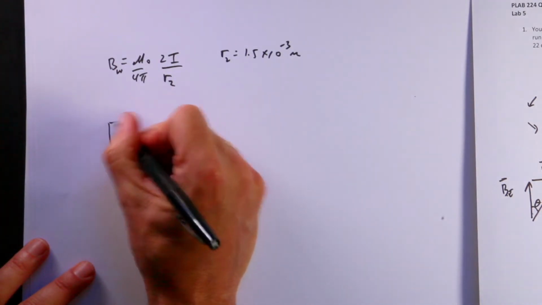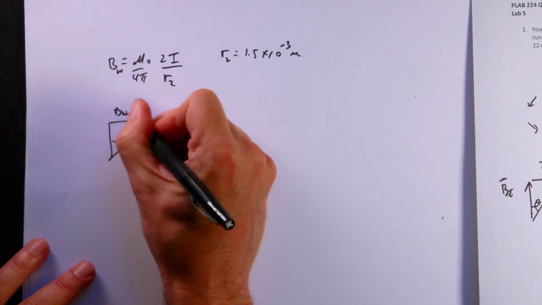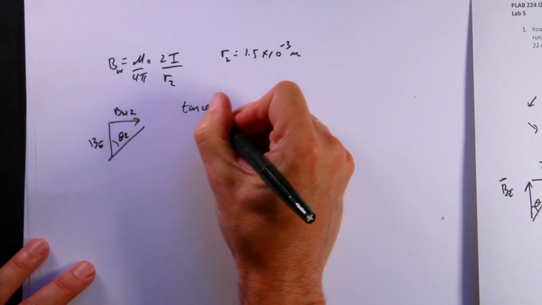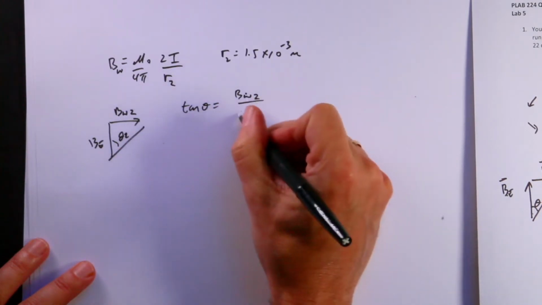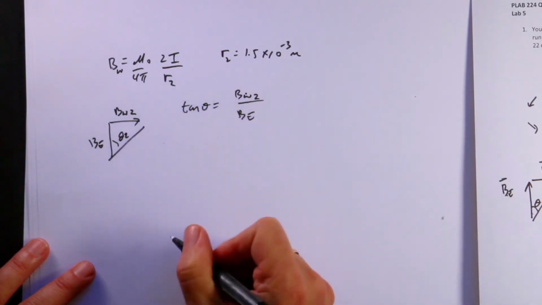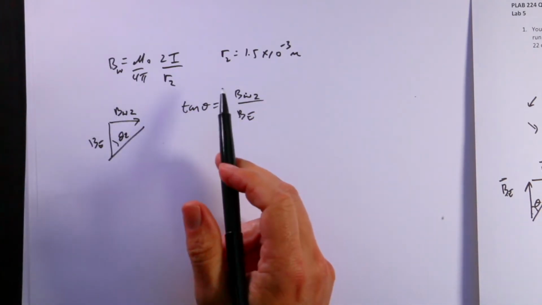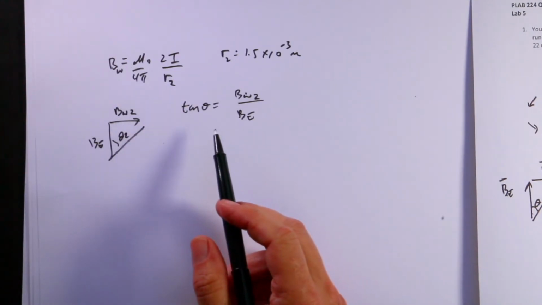So again, I have this. Here's my theta 2. This is B wire 2, B earth. And so tangent of theta is the opposite, B wire 2 over B earth. And then I can take the arctangent of both sides. So, the nice thing about using Python here is that I can do this iterative process where I don't actually have to calculate every little thing.